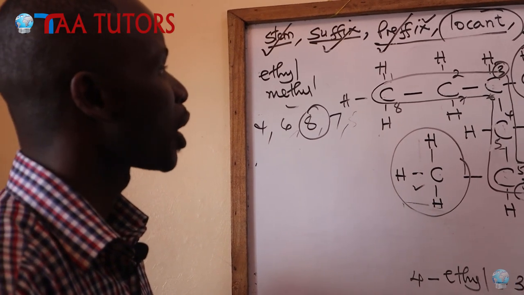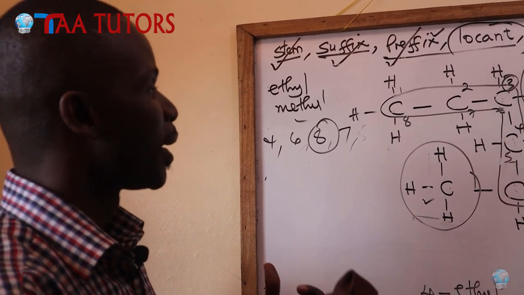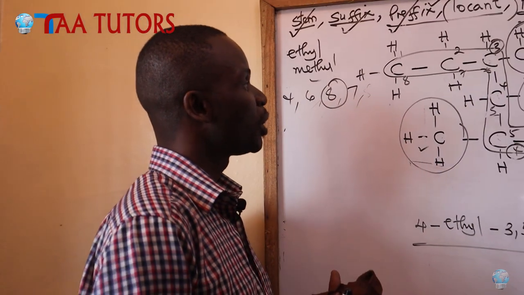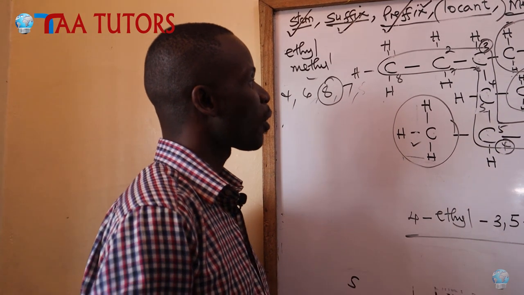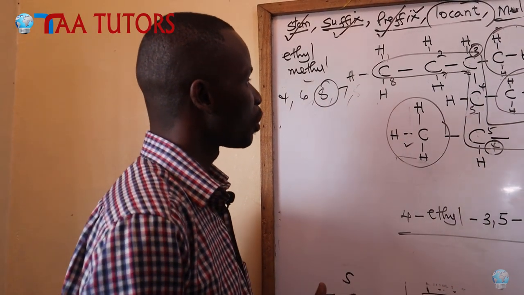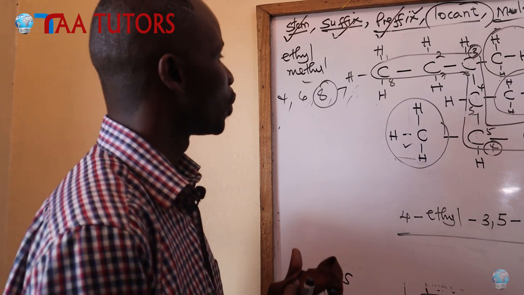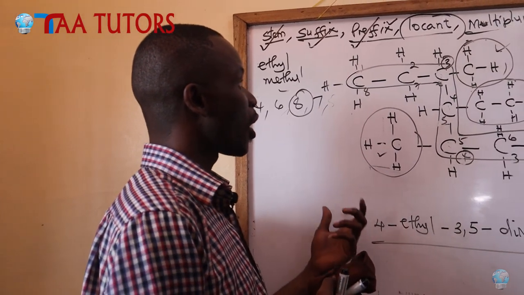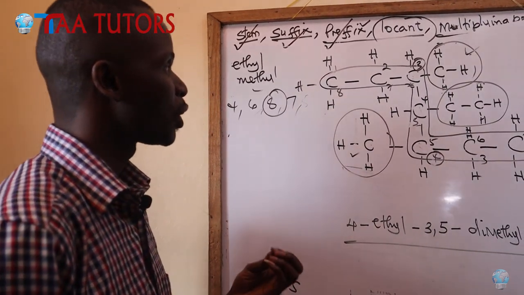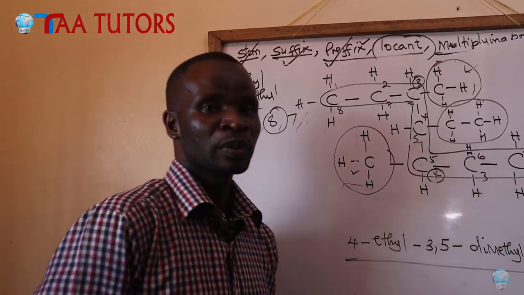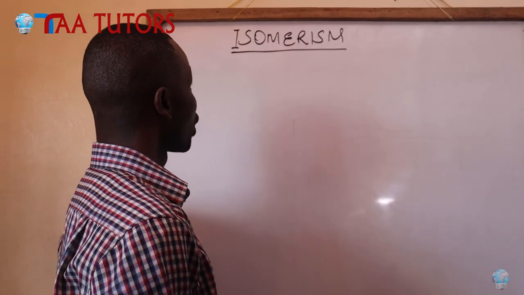Please take your book and look for some examples. Try those examples there. I hope you have your textbook at home. Ask a question. If you meet a challenge anywhere, we will respond as soon as we are able so that we can help you. The next thing we are going to look at is what we call isomerism.